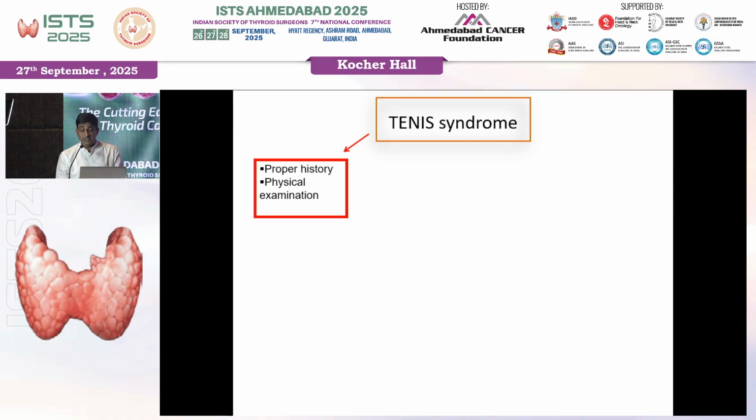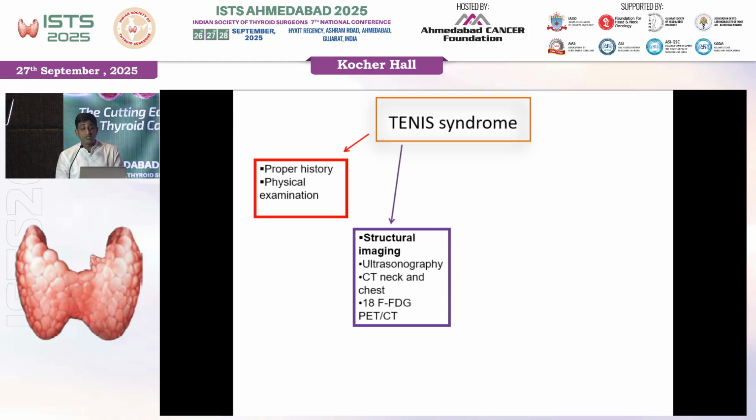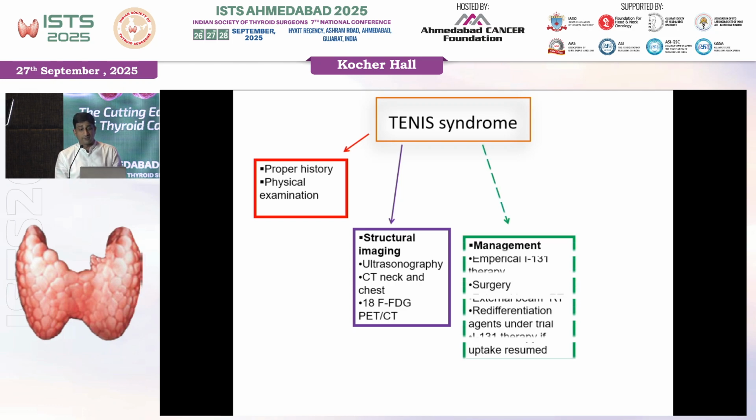So how do we diagnose TENIS syndrome? By proper history and physical examination, and after that we go for structural imaging. First we do sonography, CT neck and chest, and after that we can go for 18F FDG PET CT. For management, we go for empirical iodine 131 therapy. If the tumor is present at only 1 to 2 sites, we can advise surgery also. Other options are external beam radiotherapy and redifferentiation therapy, which we use for TENIS syndrome.